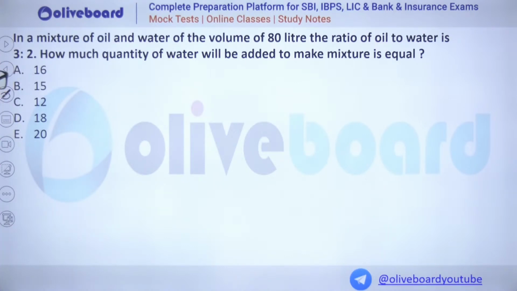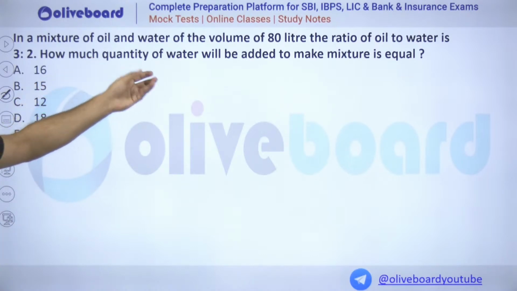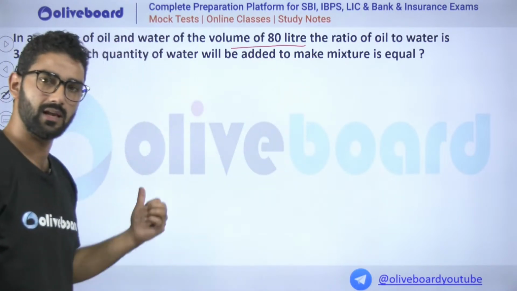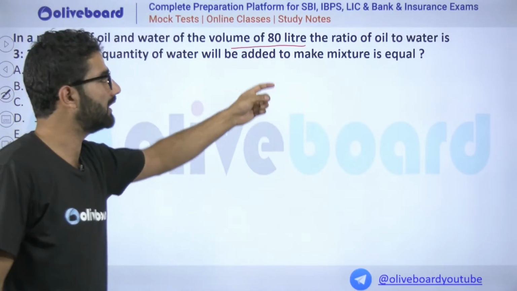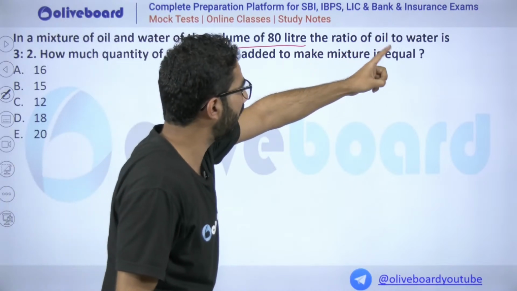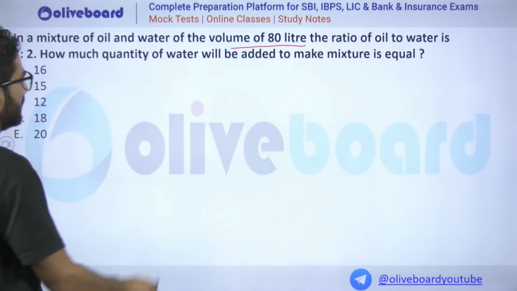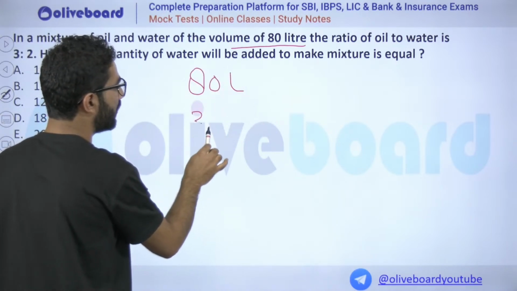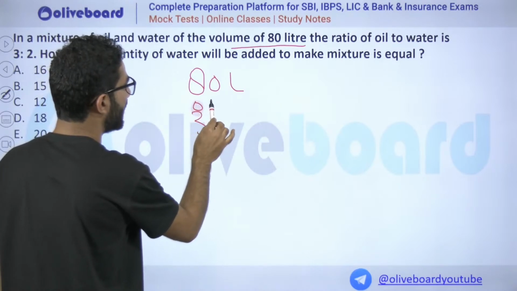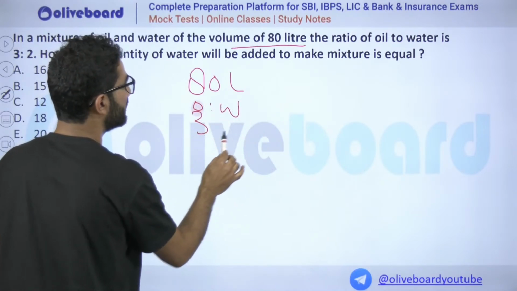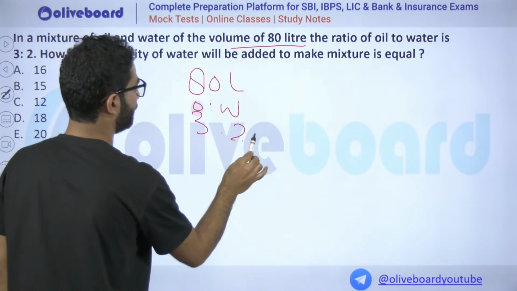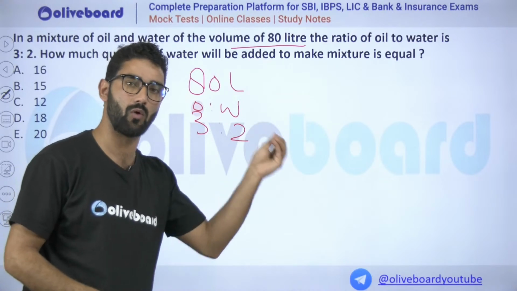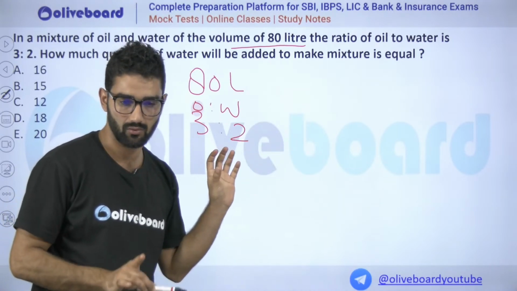Okay, now the question is that in a mixture of oil and water, the total volume is given as 80. Clear? Total volume is given as 80. The ratio of oil to water is given as 3:2. I can assume that they are 80 liters, and the ratio of oil to water is given as 3:2. In a 30 liter mixture, the oil to water is given as 3:2.